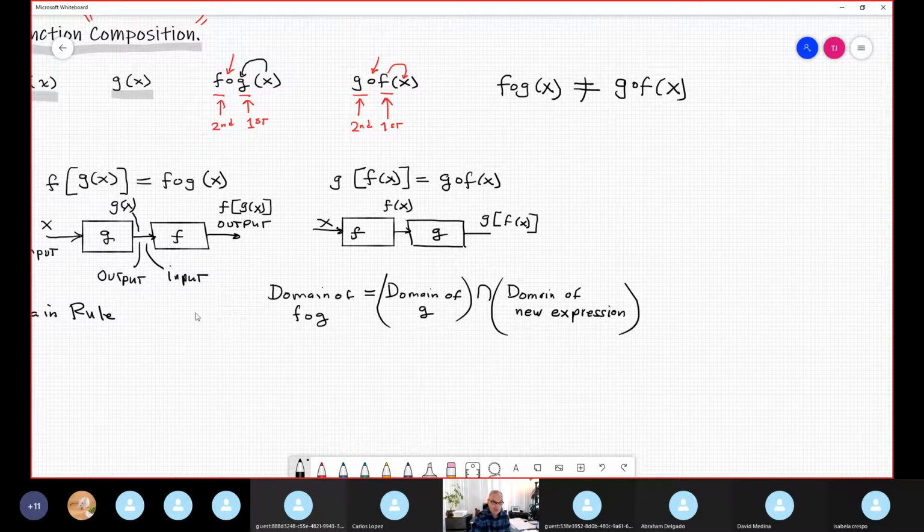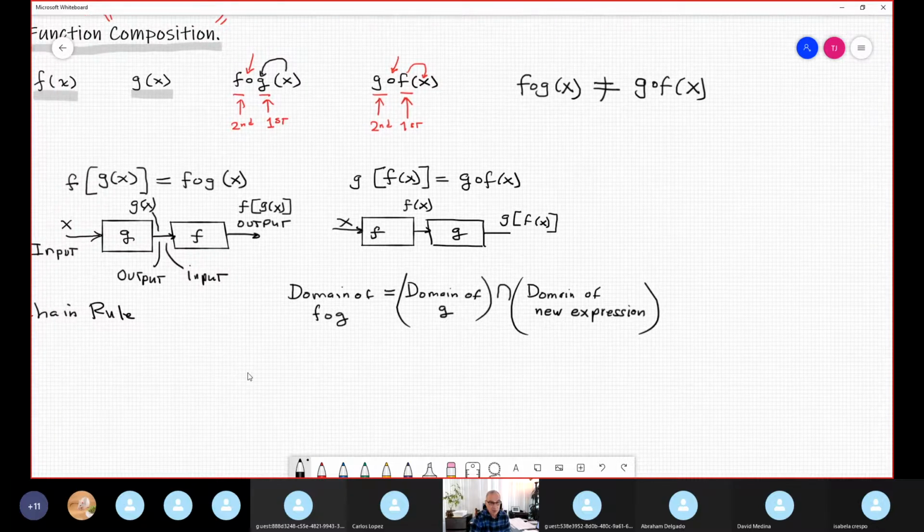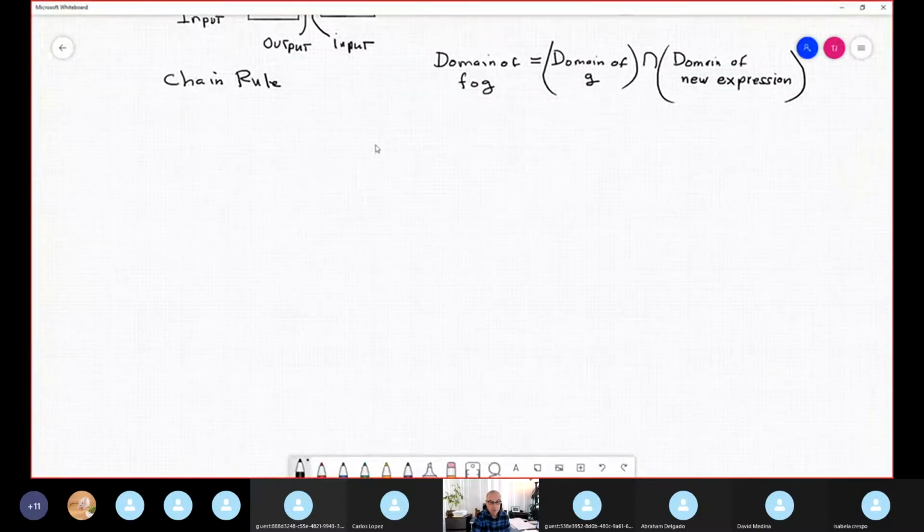Let's see an example. So now, what is the typical question? I give you two functions.